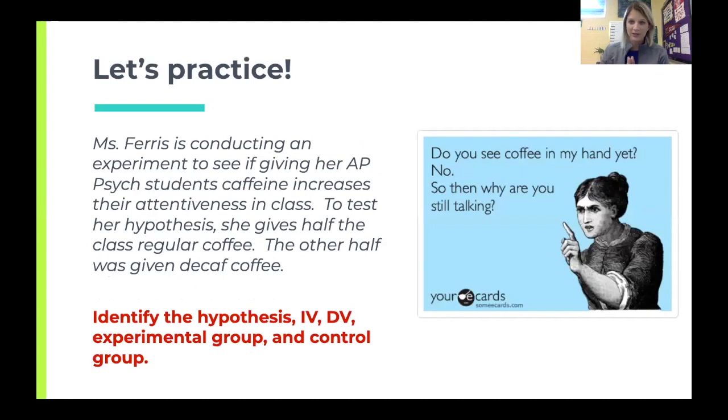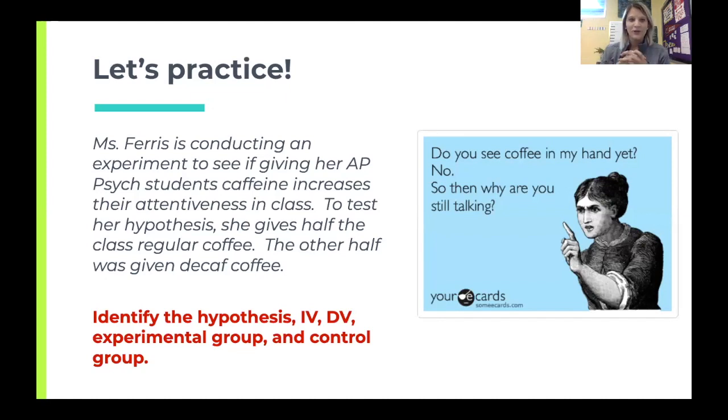So now let's practice. Let's give you guys this hypothetical situation, this hypothetical experiment. Let's say I was going to conduct an experiment to see if giving my AP Psych students caffeine increases their attentiveness in class. To test my hypothesis, I give one half of the class regular coffee and the other half gets decaf coffee. So right now I want you to identify the hypothesis, the independent variable, the dependent variable, the experimental group, and the control group.